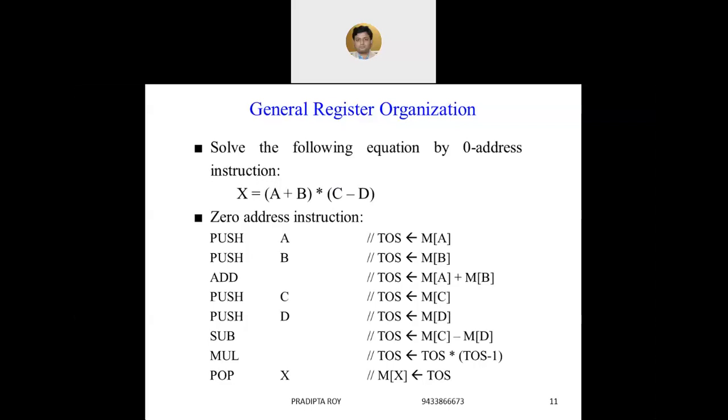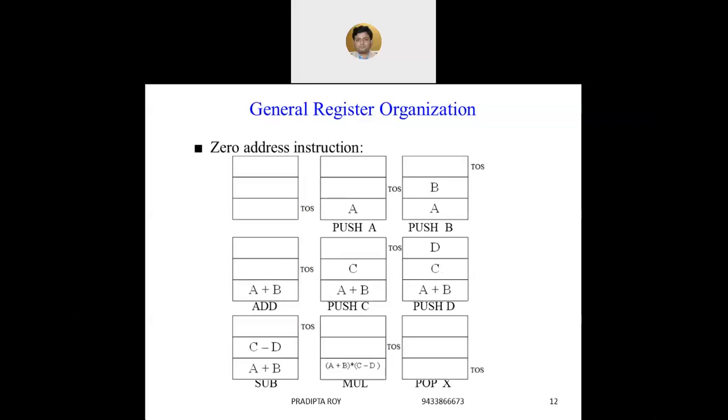The result of the subtraction part can be obtained with the same procedure. First push the content of C memory location, then push the content of D memory location, then execute the sub instruction. After executing the sub instruction, we will get the result of addition and the result of subtraction. Then we multiply these together to find the ultimate result. Ultimately, the result is stored back in X memory.